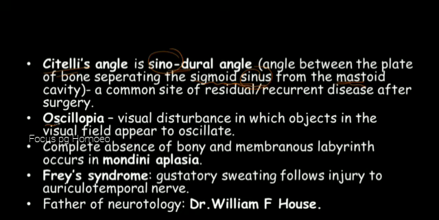Then comes oscillopsia. It is a visual disturbance in which objects in the visual field appear to oscillate. So opia is related to vision, and oscillo is related to oscillating. So now you can correlate. There is a visual disturbance. So if any object is appearing in the visual field, it may oscillate.